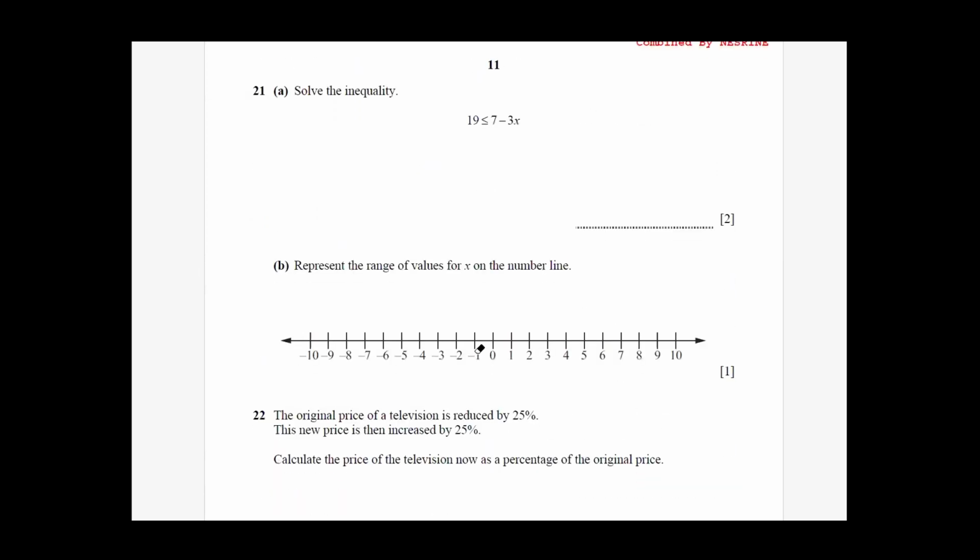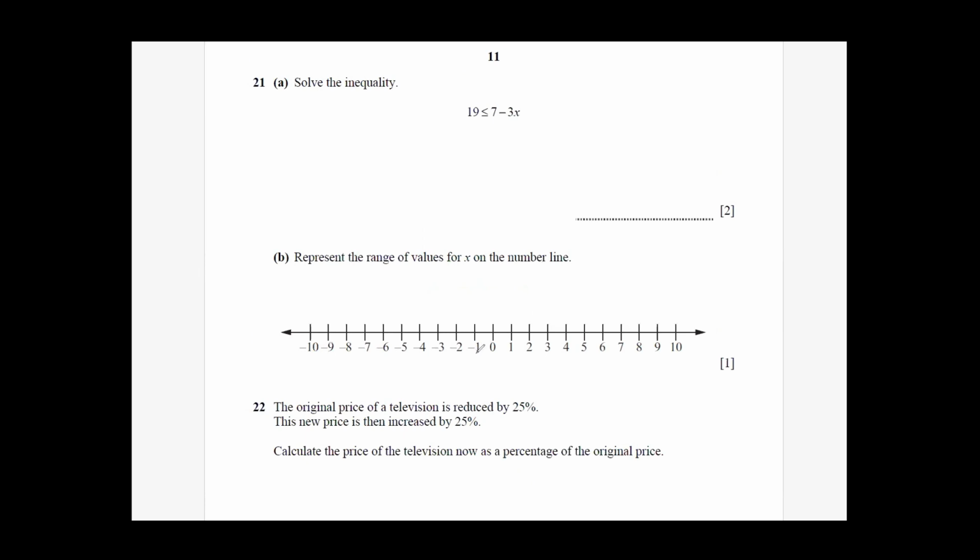Question number 21. Solve the inequality. That means we need to find out the value of the variable x. So it can be solved as 19 minus 7 less than or equal to negative 3x. We have shifted this 7 to the other side. 19 minus 7 is 12, less than or equal to negative 3x. Now we need to shift this negative 3 to the other side. So when negative 3 is going to be shifted, the direction of the inequality is going to reverse.